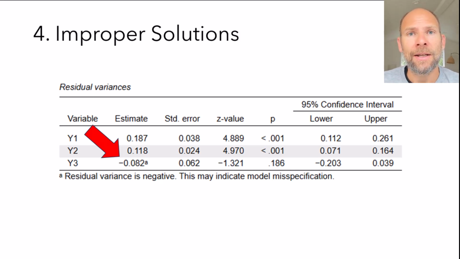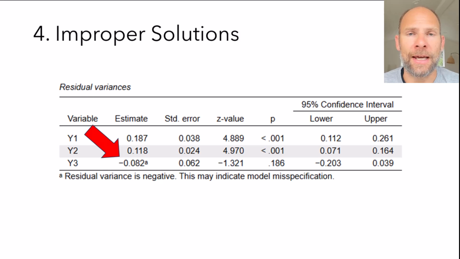Again, this can have to do with over parameterization. It could have to do with under parameterization, or it could be a sign that the model is wrong altogether. So for example, in this case, perhaps a linear growth curve model was specified and yet growth was not linear, and that could result in a negative error variance, or the growth model altogether is not the right model.